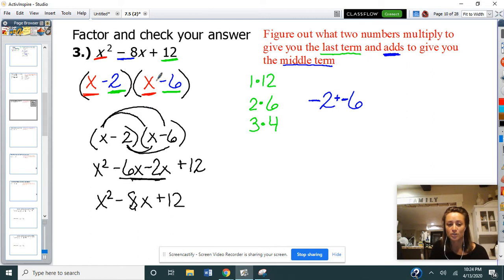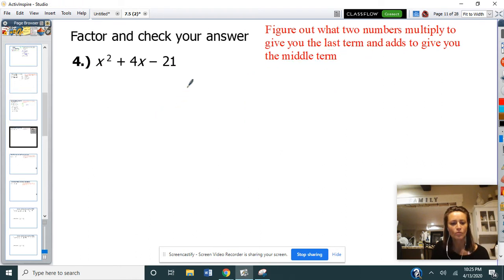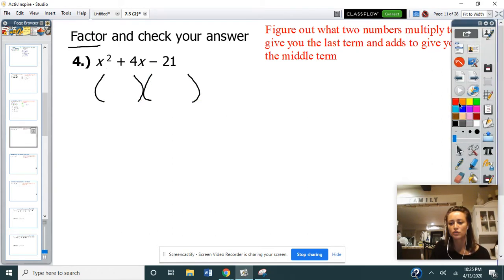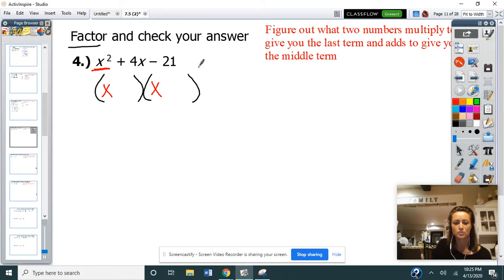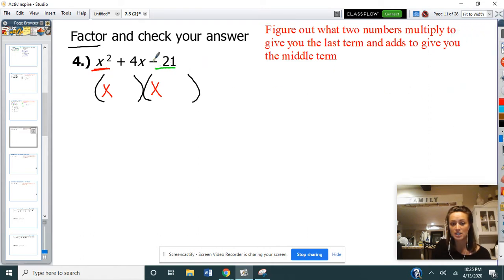So it gets trickier when you throw in some negatives. Let's try another one. So this one, same thing, we're factoring, so we're going to turn it into a multiplication problem. The first terms have to multiply to give you x squared, so we know it's going to be x times x. And then the last terms have to multiply to give you negative 21, but they have to add to give you 4.